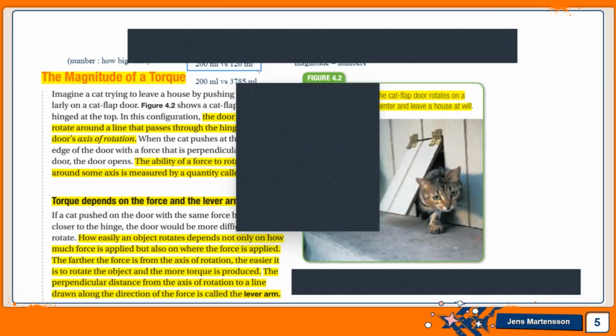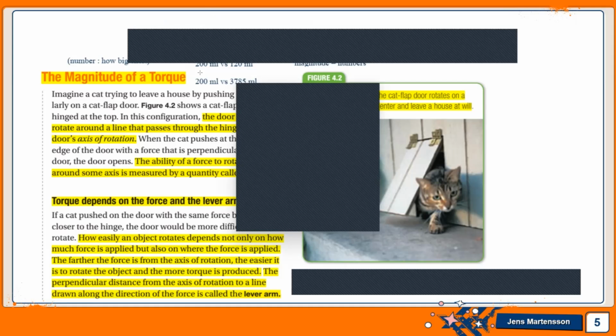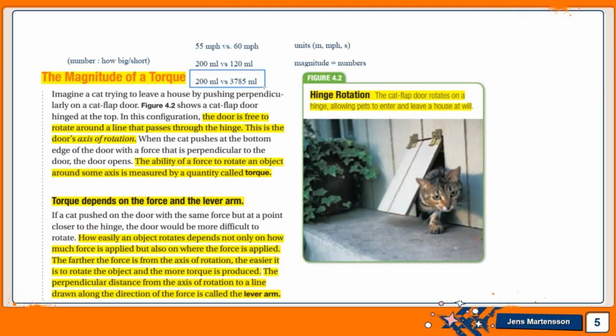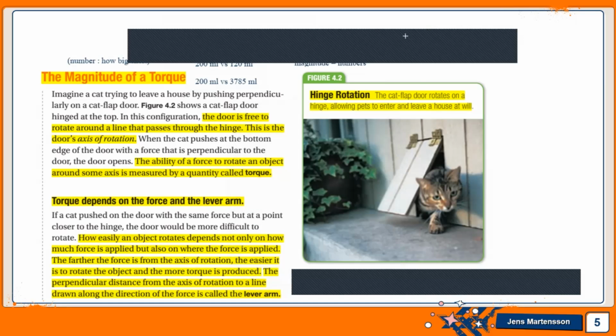So between 200 and 120, which one has more magnitude? Exactly, 200. Between 200 and 3,785. Okay, that's 3,000 whatever, okay? So you see, when we talk about magnitude, we talk about a number. We refer to a number, okay? Now, I can have two numbers. I can tell you which one is bigger.